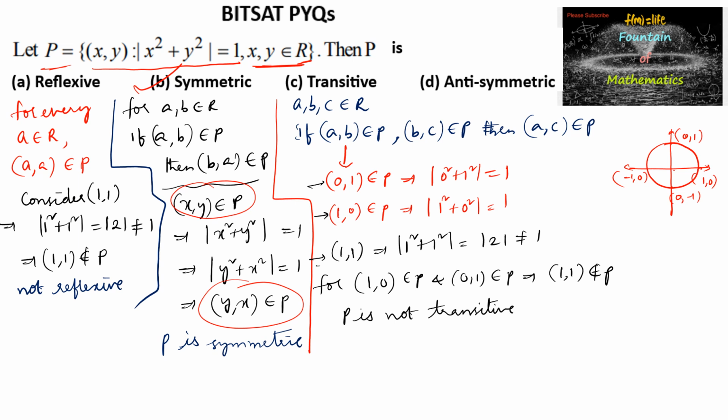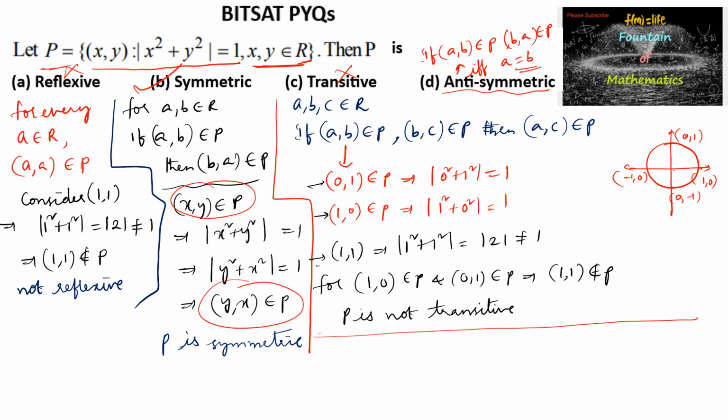And coming to the antisymmetric, the antisymmetric definition says for a and b belonging to real numbers, if (a, b) belongs to the relation P and (b, a) also belongs to the relation P, it is possible only when a is equal to b.